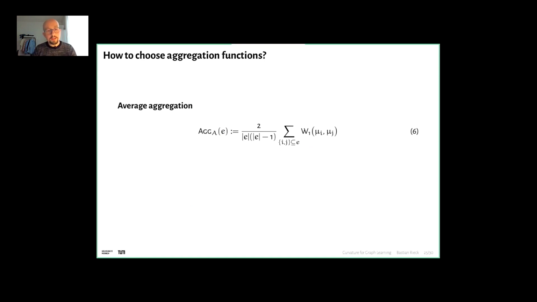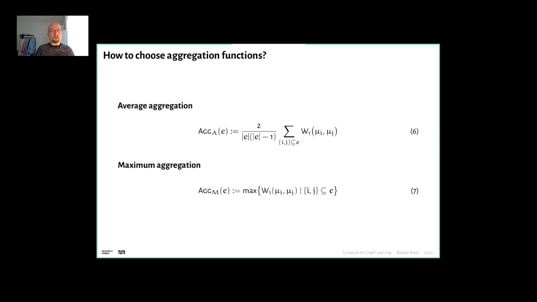The first aggregation function that we developed is the average aggregation, which does what you might expect it does, namely it takes all the pairs of vertices i and j that are in this hyperedge, and it just calculates the Wasserstein distance over the respective probability measures, and then later on it just averages this out. There's a factor 2 here because this needs to be symmetrical and so on.